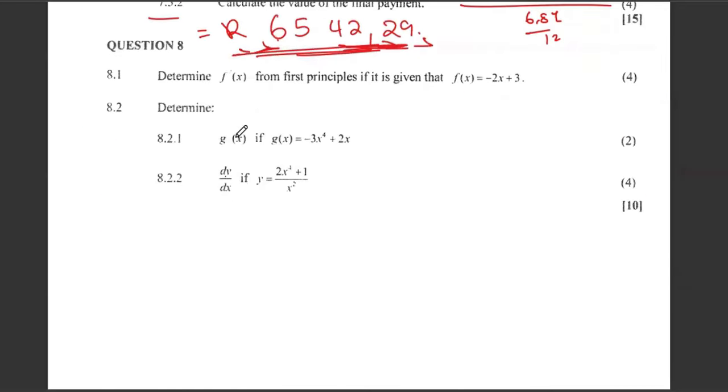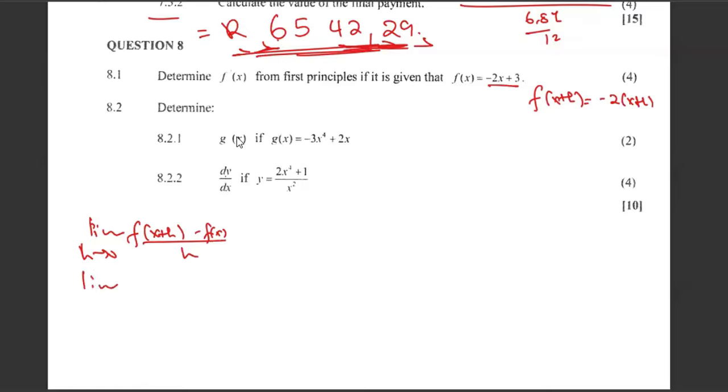Okay, then question number 8, they want us to use first principles. So from the first principles, we know that the limit as h tends to 0, f of x plus h minus f of x over h. So this is f of x, and then our f of x plus h is going to be negative 2 into x plus h. So limit of negative 2 into x plus h plus 3, we are subtracting negative 2x plus 3. Everything is divided by h, but h tends to 0.